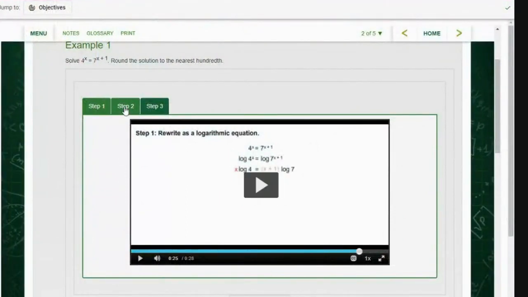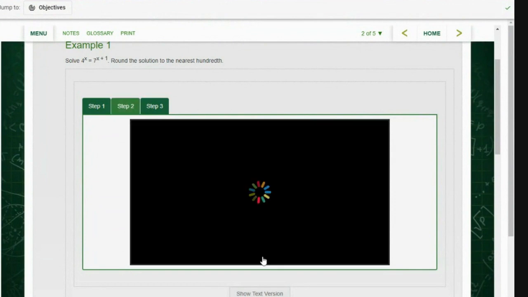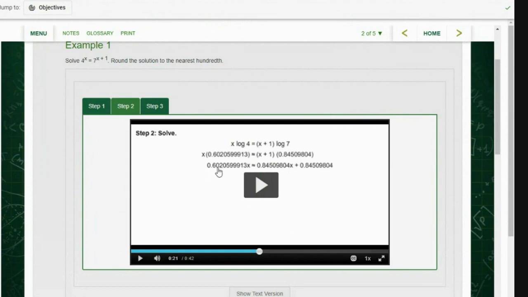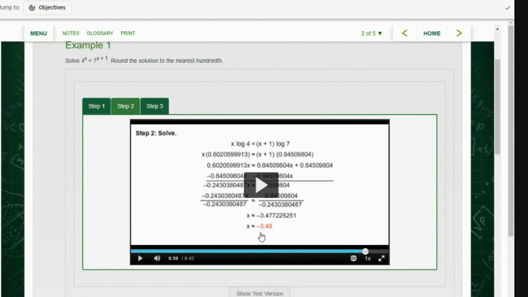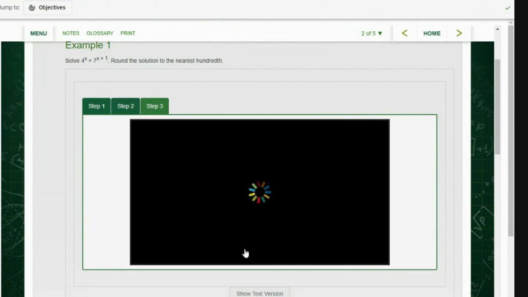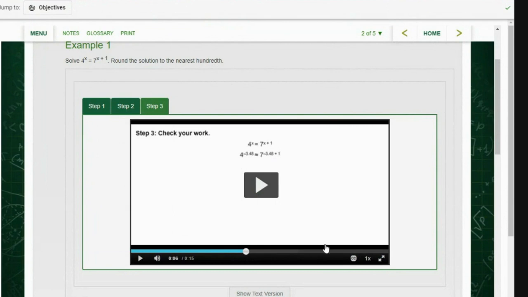They rewrote it that way. Step 2, how did they do theirs? That's the same thing we did, but they used 10 decimal places. So we'll see what they ended up with. They ended up with rounding it to 2 decimal places at negative 3.48. We'd have negative 3.50. So rounding, just because they went more decimal places than we did. But still, that's fine. And then they go back and they check it by substituting their number back in there, putting it in the calculator and seeing if that equals each other. And it does, about 0.8.